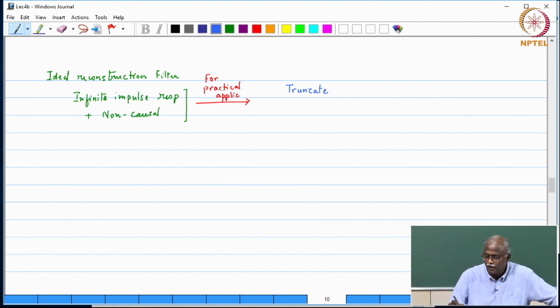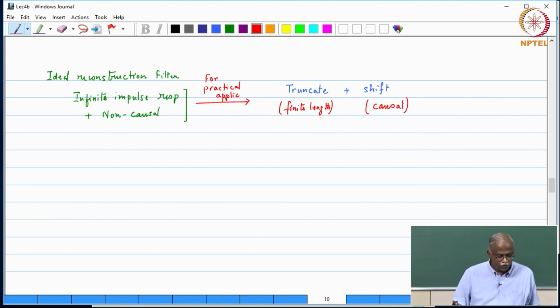So, then you have to shift. The truncation is to make it finite length, and the shifting is to make it causal. Okay. So, those are the two things.